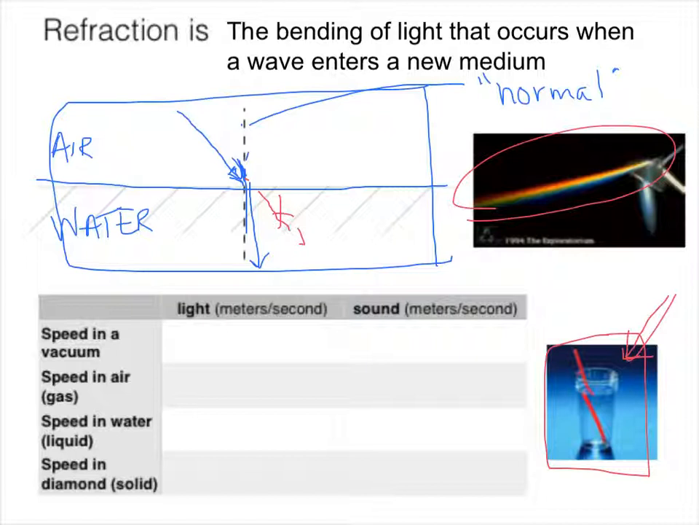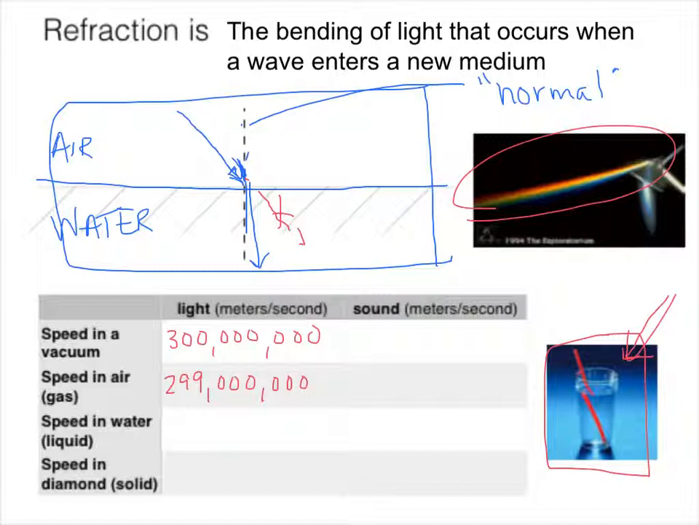We don't often think about it, but light doesn't travel the same speed in all different kinds of media. If we think about the speed of light in a vacuum, this is the speed of light as it travels through space. Light travels through the vacuum of space at about 300 million meters per second. That's really, really fast. Here on Earth, when light travels through air, so air is a gas, there's not much to slow that light down, but it does slow down just a little bit. The speed of light in air is about 299 million meters per second.